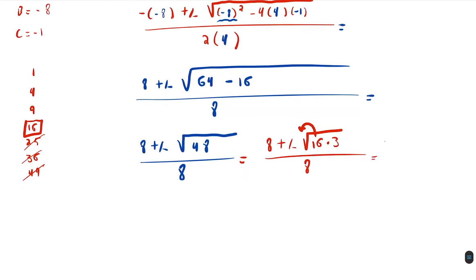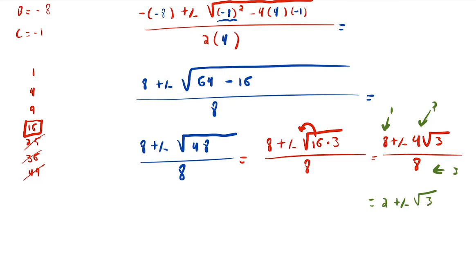So this is equal to 8 plus or minus 4 root 3, all over 8. The 16 comes out as a 4, right? Because you take the square root of it. Now, remember here, all 3 of these are divisible by 2, so I'm going to divide everything by 2, just like I'm reducing a fraction. Actually, they're all divisible by 4, even better. So 8 divided by 4 is 2, plus or minus 4 divided by 4 is 1, so just the square root of 3, all over 8 divided by 4, which is 2. This would be your final answer on Delta Math.